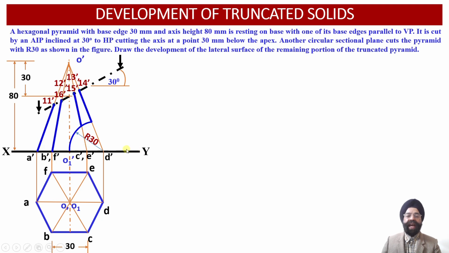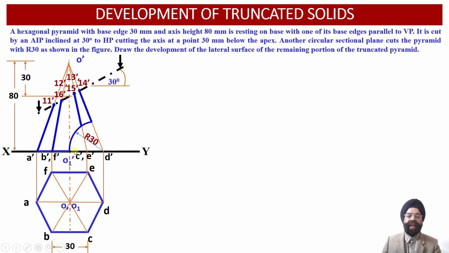So we observe that after the sectioning of this hexagonal pyramid, this portion of the base as well as the slant generators will be removed from this hexagonal pyramid. So the remaining portion of the hexagonal pyramid is represented over here. Now we can see this is the remaining portion of the solid which is left behind.